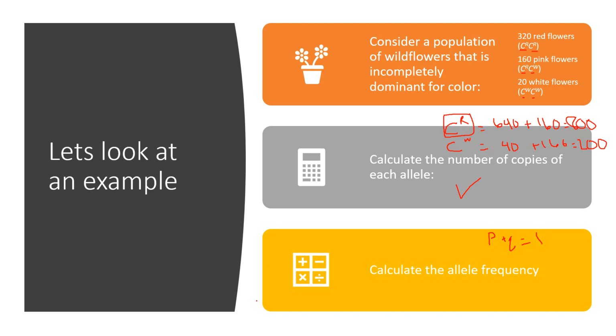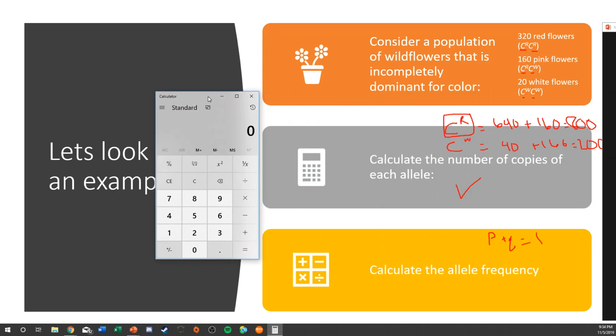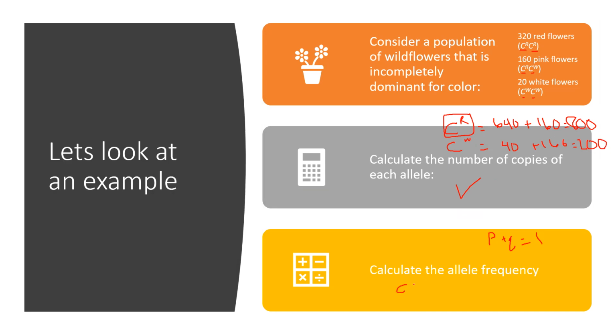And so doing that here, I'm going to pull out my calculator for this one. Here, I'll pull up the calculator so you guys can see me do it. All right, so here's the calculator. What we need to do is calculate the frequency for CR and CW.